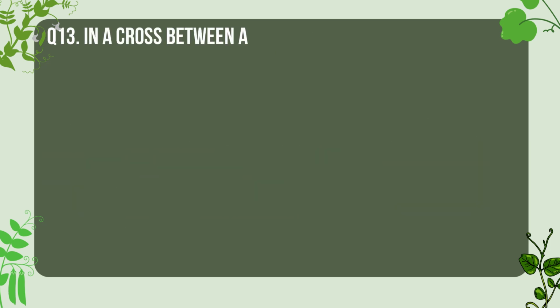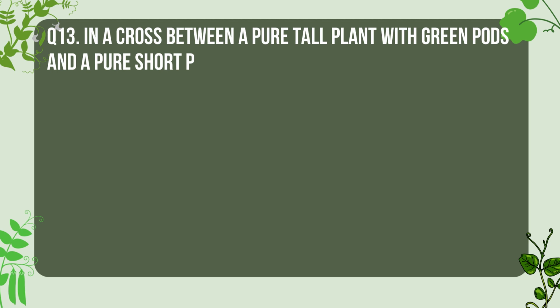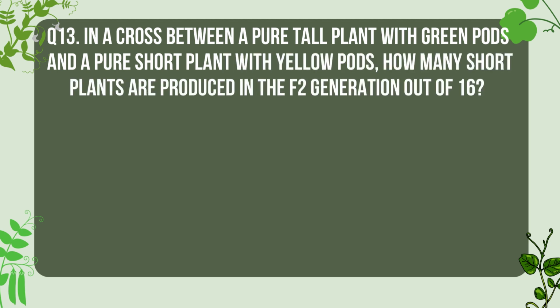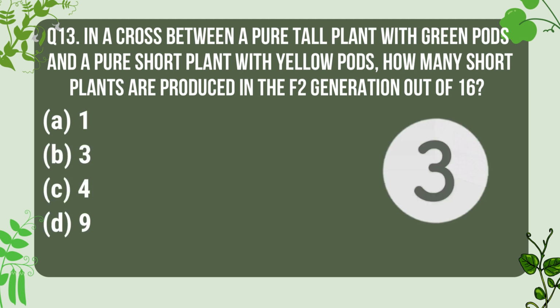In a cross between a pure tall plant with green pods and a pure short plant with yellow pods, how many short plants are produced in the F2 generation out of 16? A. 1. B. 3. C. 4. D. 9.